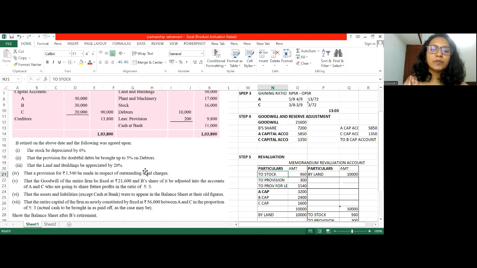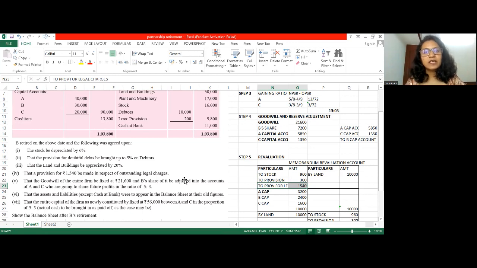Provision for doubtful debts to be brought up to 5%. Now if you see, it is only 2%. 10,200 is the provision. We need to bring it to 5%. So additionally, we need to create a provision of 300 rupees. A provision is a liability account. If you credit a liability account, the value will increase. So what is the entry here? Memorandum revaluation account to provision. So you are crediting the provision account, the value is increasing. So here it is to provision 300. Again, another provision is to be created, 1,540 for legal expenses. Again, to provision.